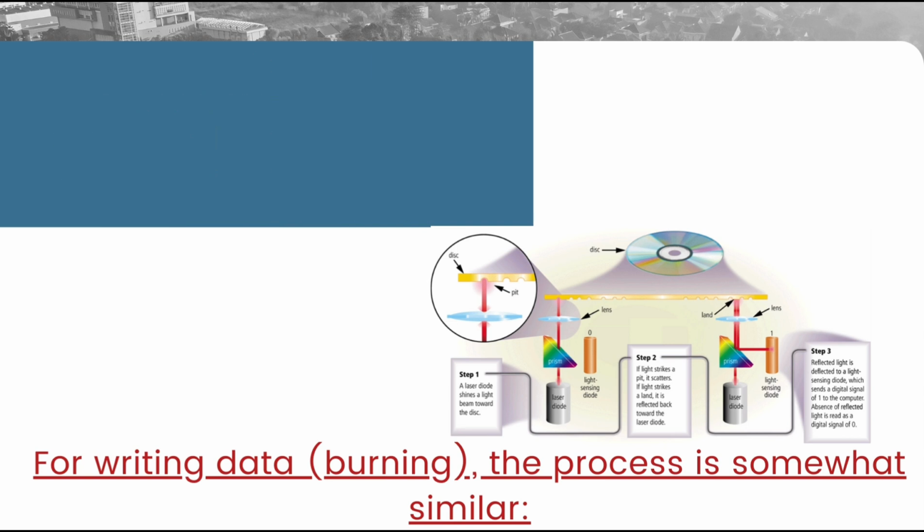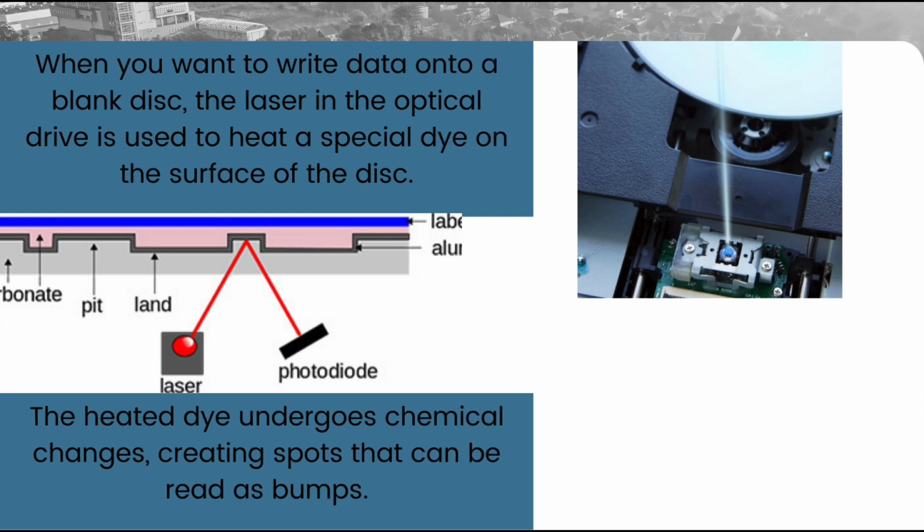When you want to write data onto a blank disc, the laser in the optical drive is used to heat a special dye on the surface of the disc. The heated dye undergoes a chemical change, creating spots that can be read as bumps.